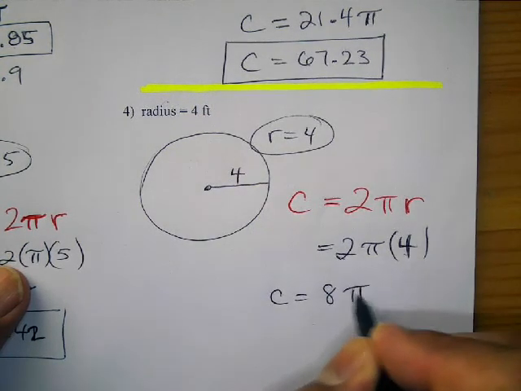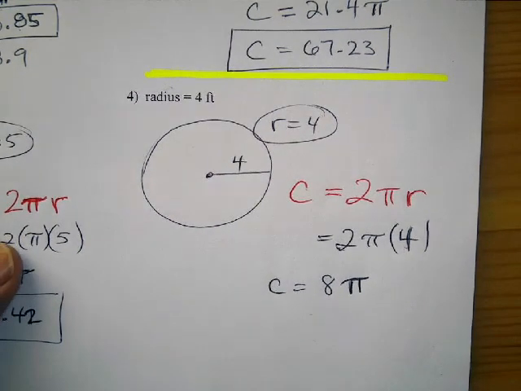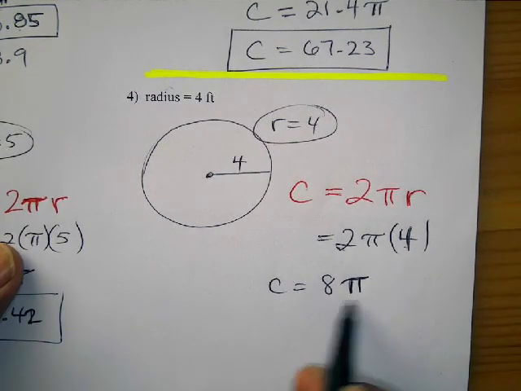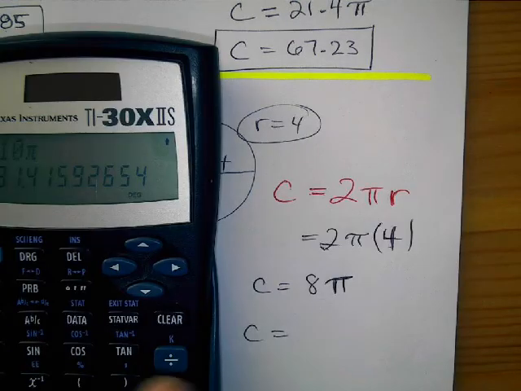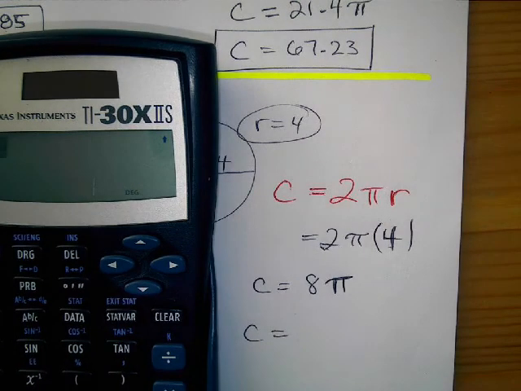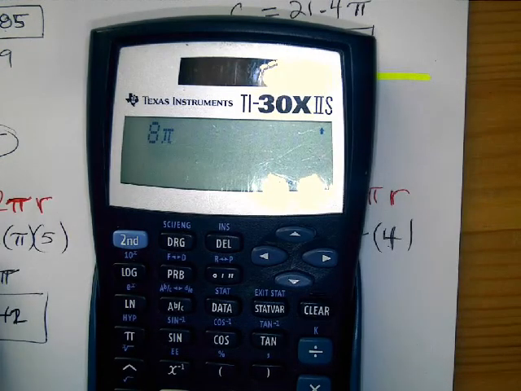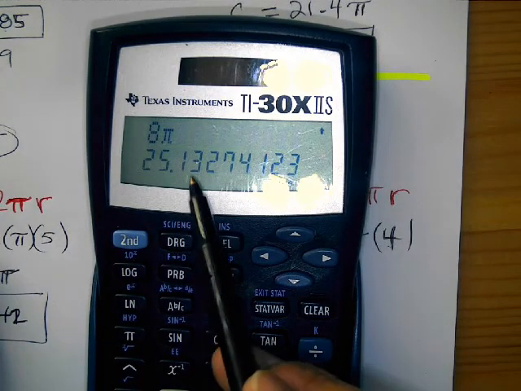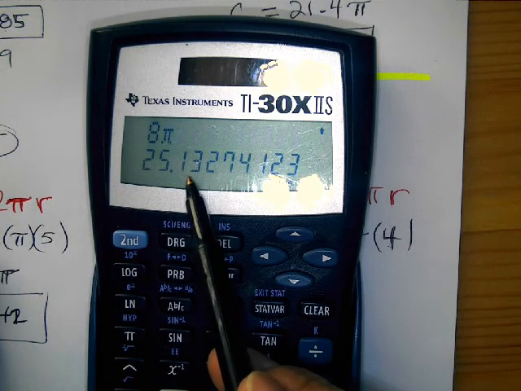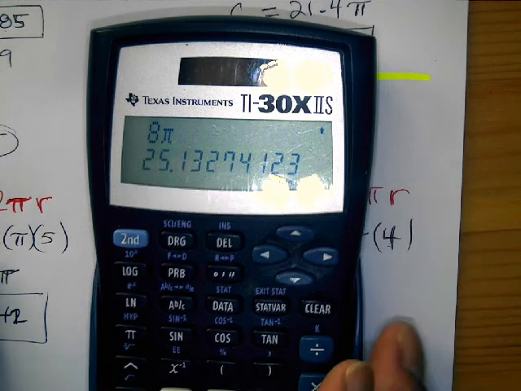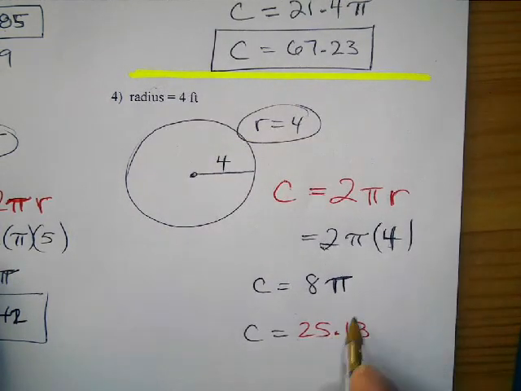Well, that's going to give you C is equal to 2 times 4 is 8. It's going to give you 8 pi. Sometimes they'll leave the answer like this, but for this assignment, they want you to multiply this in. So C is equal to 8 pi. Well, let's see. 8 pi equals 25.13. So just leave it at 25.13.